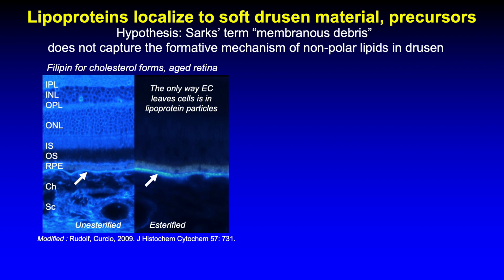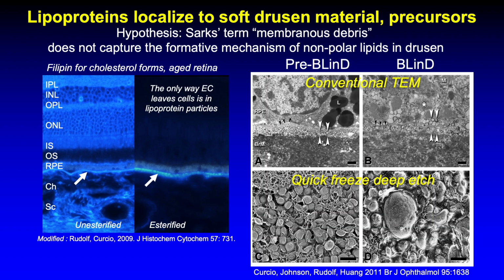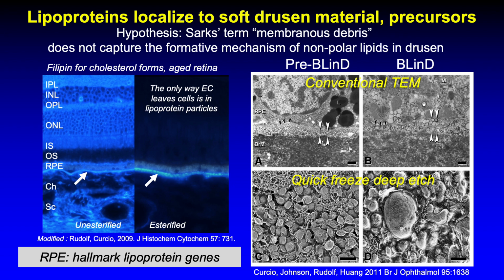Unesterified cholesterol is found in the surrounding cells and, interestingly, at lower concentration in the outer segments. We use conventional transmission electron microscopy on top and quick-freeze deep-etch on the bottom to show pre-BLinD as a layer of particles with surface and core morphology, and BLinD on the right, in which particles are fused to form lipid pools. Let's also remember that the RPE expresses hallmark genes of a lipoprotein secretor.